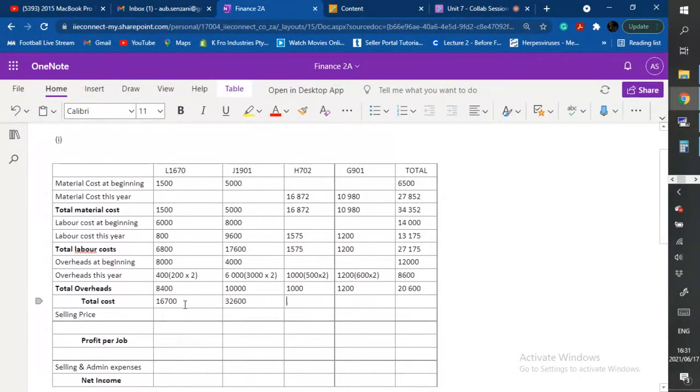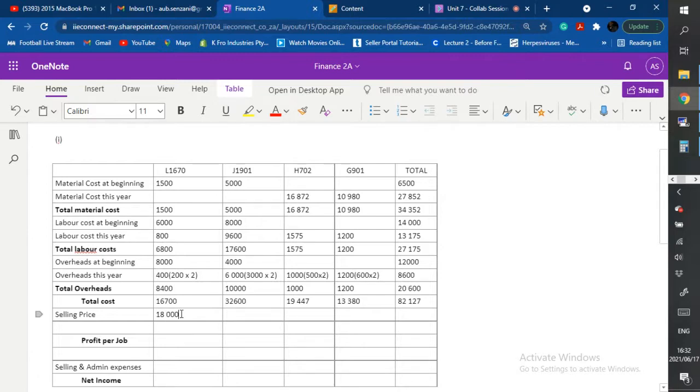32,600. Okay. 19,447. 13,380. And then you're adding up all of those, you have 82,127. Okay, then selling price. Okay, they've given us this information. So can you see? That's why I say this job was fairly easy because it was just about inserting the information in the right places.